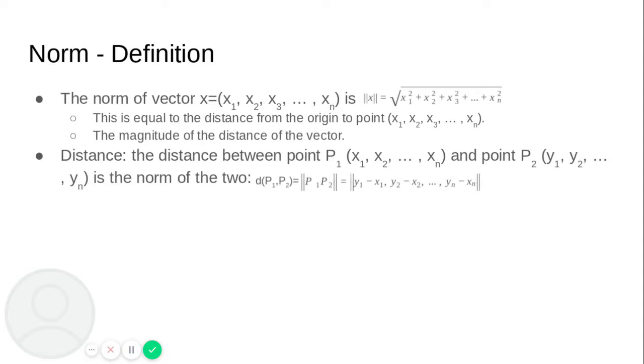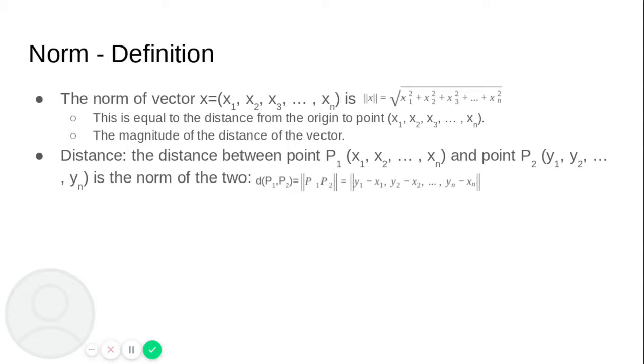So today we're going to talk about the norm. A definition for the norm is, for example, the vector x, which has the components x1, x2, x3, all the way to xn. The norm of this would be the square root of x1 squared plus x2 squared plus x3 squared and so on until you get to the end, plus xn squared. This is equal to the distance from the origin to the point x1, x2, x3, etc. The magnitude of the distance of the vector is the norm.